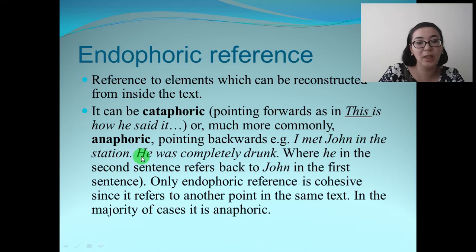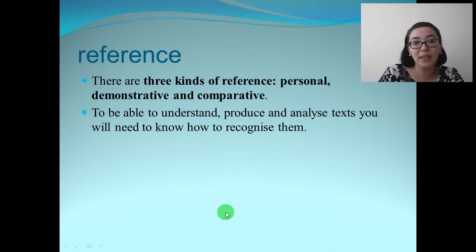in the station. He was completely drunk. So "he" in the second sentence refers back to John in the first sentence. Only endophoric reference is cohesive, since it refers to another point in the text. In the majority of cases, it is anaphoric.